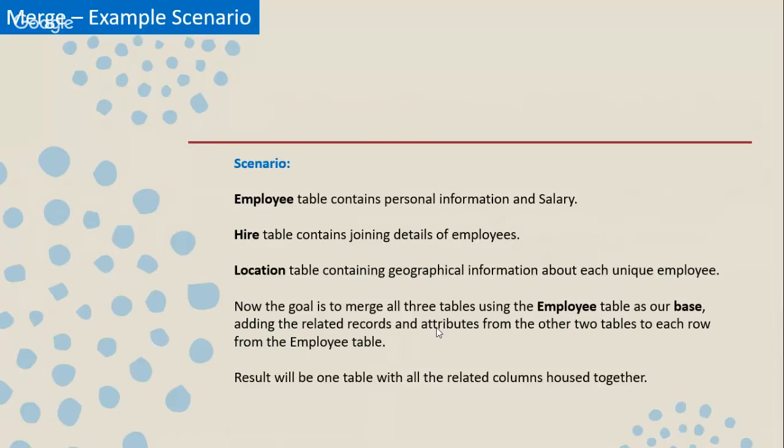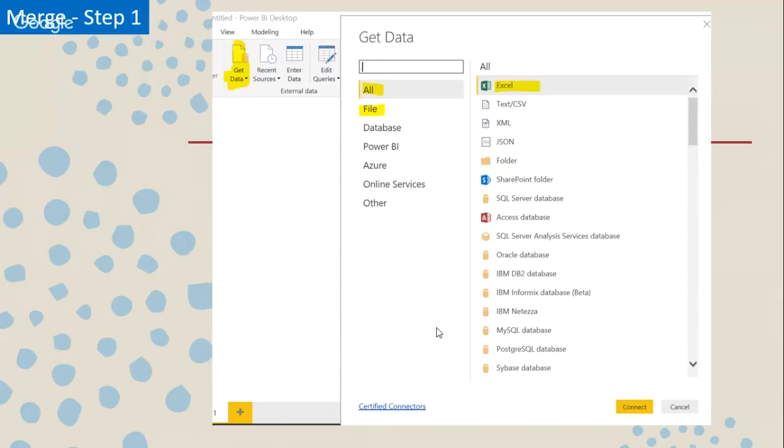Now the goal is, I want to merge three tables and create a final table, and I don't want all the columns from the remaining tables. So I want you to make the employee table the base table and perform the merge operation. When you do a merge operation, what are the different steps we follow in the Power BI query editor? Let's see that.